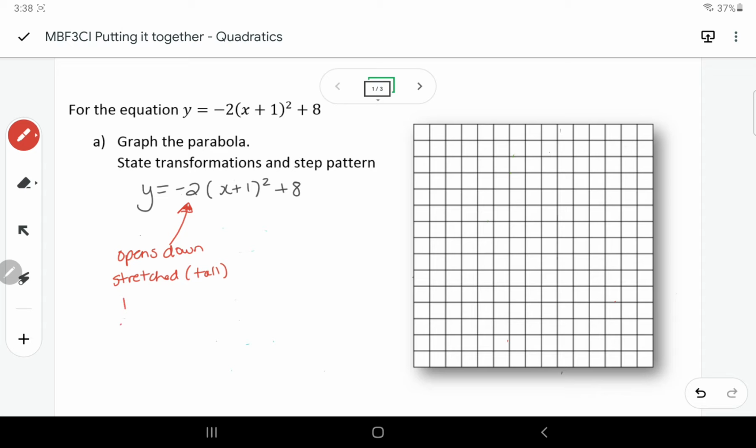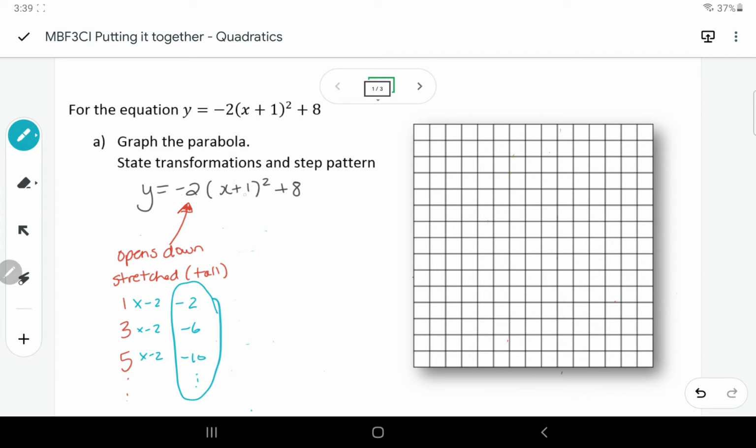So we're going to write out our step pattern 1, 3, 5, and we're going to multiply by -2 to get our new step pattern, and that will be -2, -6, -10. So that's the step pattern I'm going to use when it comes to graphing this parabola.